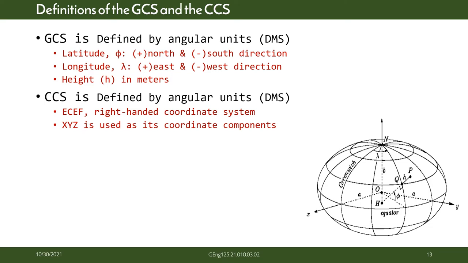For longitude, from Greenwich, going east is positive, and from here, going westward is negative. Okay. So height is in meters. Since your height is referenced to your ellipsoid, that is the ellipsoid height.